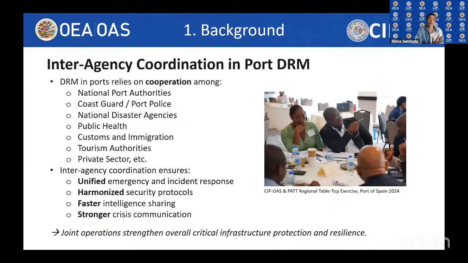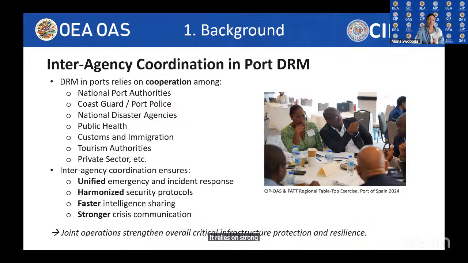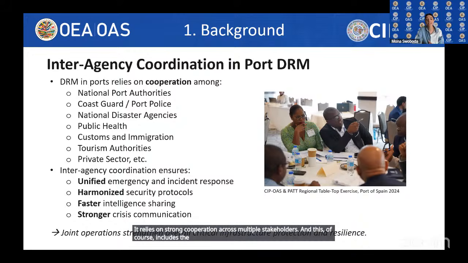But this is very important. Beyond infrastructure, there's another key piece to disaster risk management, and I'm sure my colleagues will talk about this later in their presentation, and that is coordination, right? Disaster management in ports is not handled by one agency alone. It relies on strong cooperation across multiple stakeholders. And this, of course, includes the national port authorities, the Coast Guard, port police, disaster agencies, national disaster and emergency agencies, public health, customs and immigration, tourism authorities.